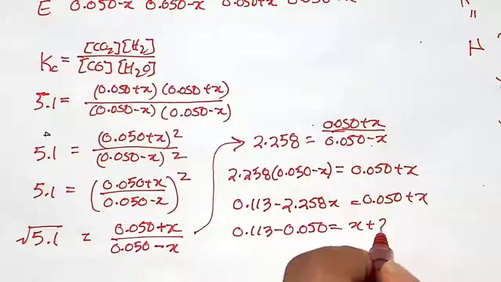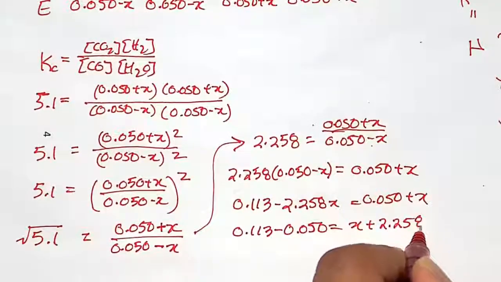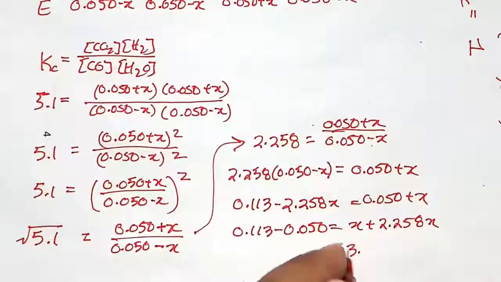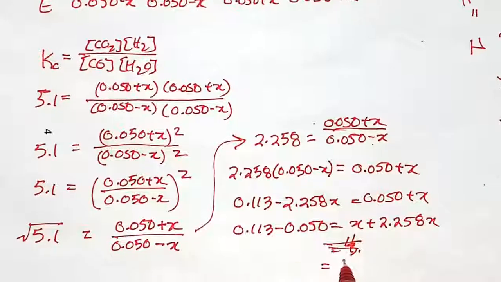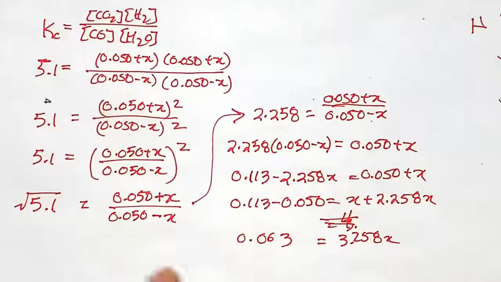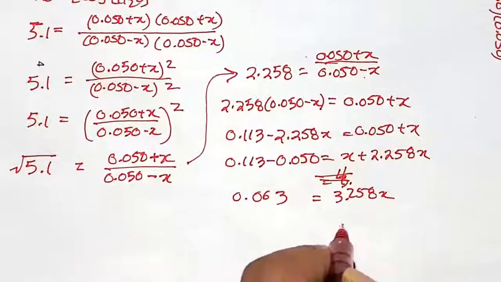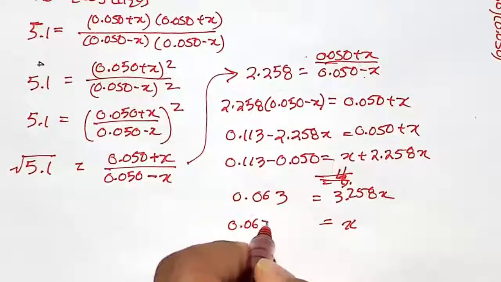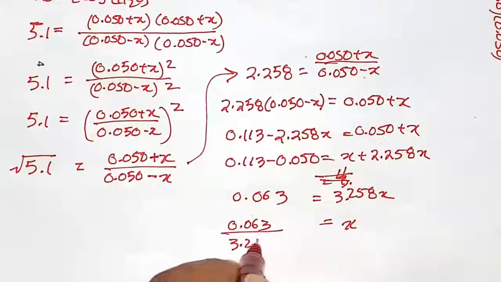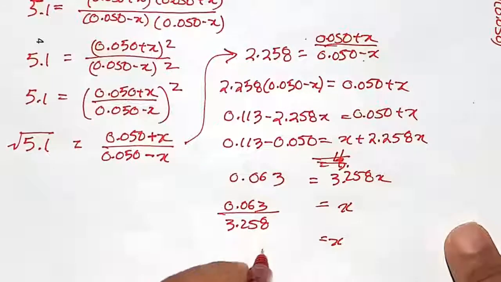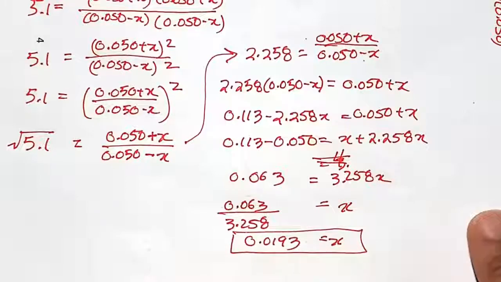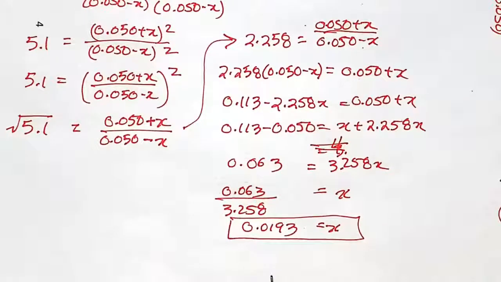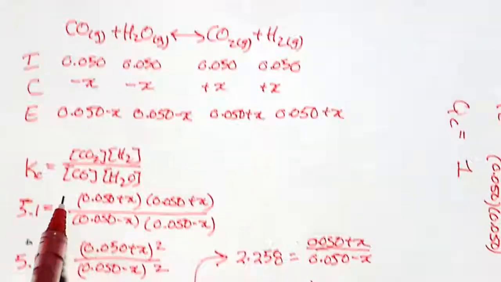So x plus 0.258x is 1.258x. Solving for x, we have 0.063 divided by 1.258, which gives 0.0193. So the change x is going to be 0.0193, and that's what we want to plug back in to get our equilibrium concentrations.